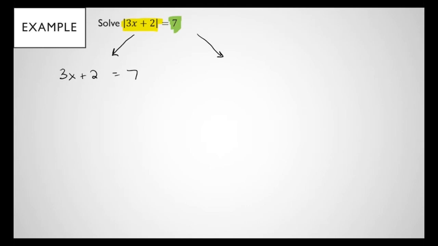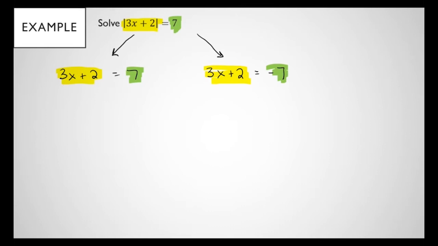And then the other one, where we have the inside, 3x plus 2, equal to the outside but a negative version, so that equals negative 7. So I get a 7 and then a negative 7 that these are equal to. But the inside is the same. The left side is the same. So we get two separate equations, and they both have 3x plus 2.